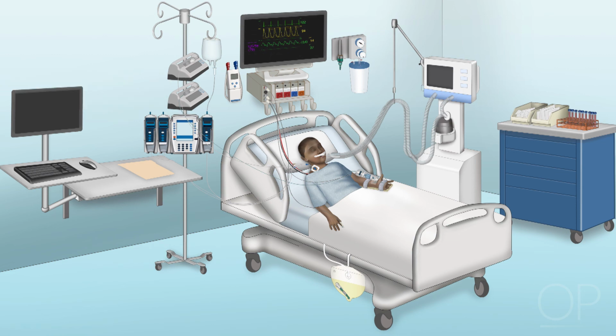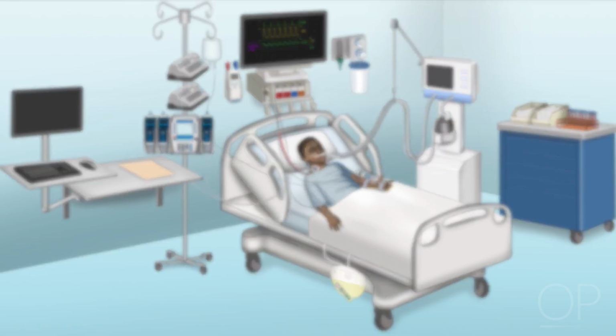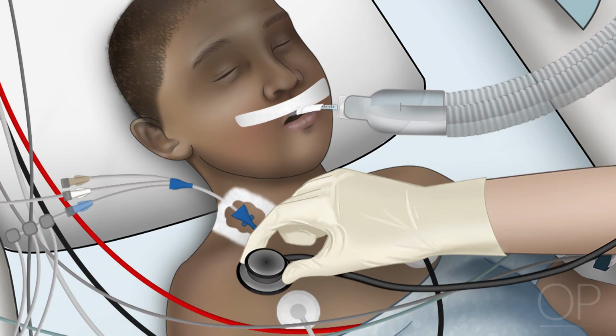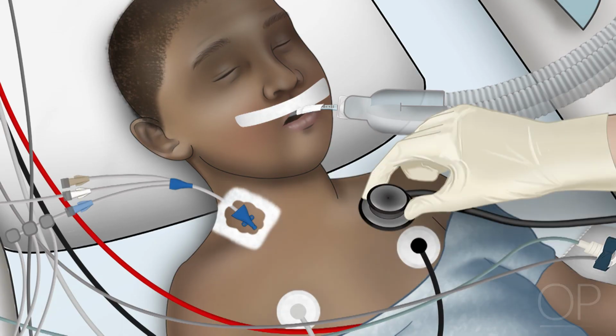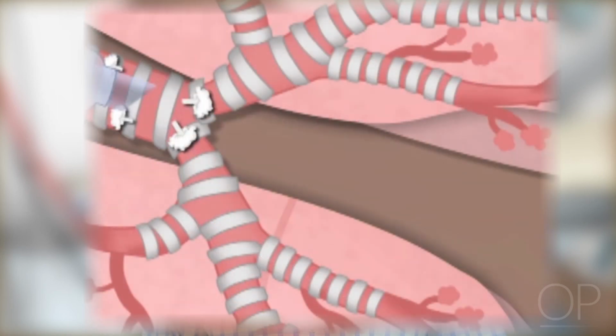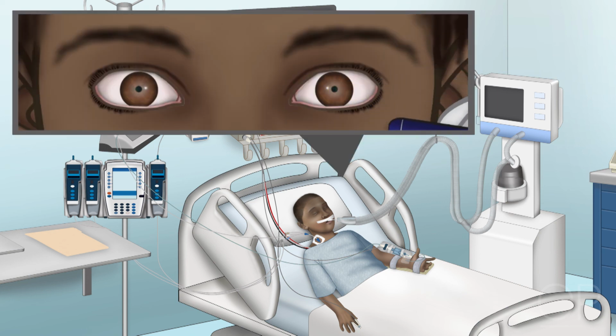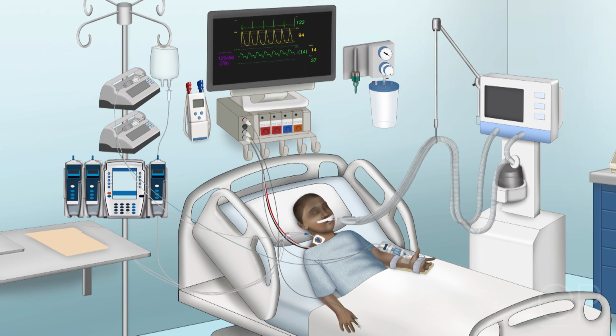From a respiratory standpoint, the patient is on volume-controlled ventilation at a rate of 14 with a set tidal volume of 8 milliliters per kilogram. The O2 sat is 94% on 0.60 FiO2. Breath sounds have fine crackles, diminished on the left. The patient has an audible air leak. From a neurological standpoint, the patient is unresponsive to noxious stimulation. The pupils are equal and reactive to light stimulation. The team has decided to initiate hypothermia for post-cardiac arrest neurological protection.